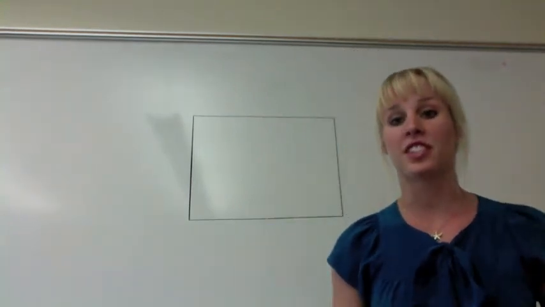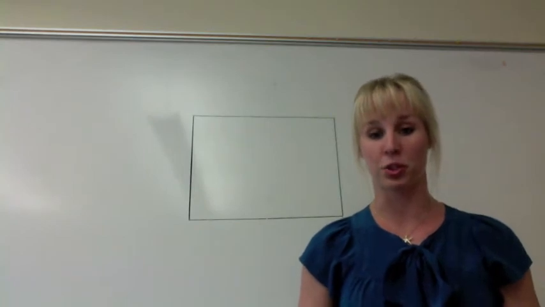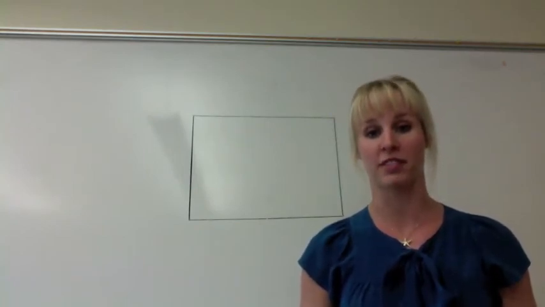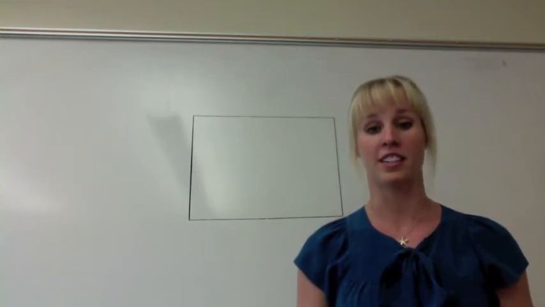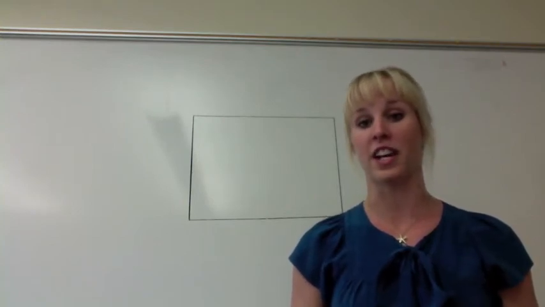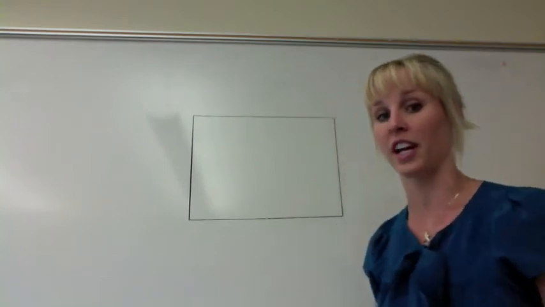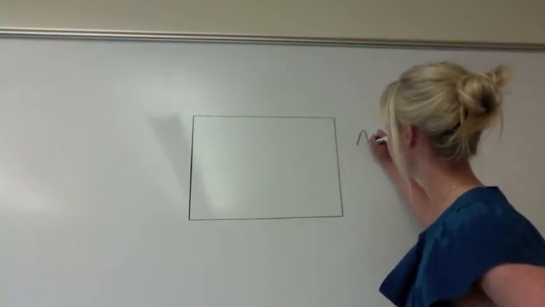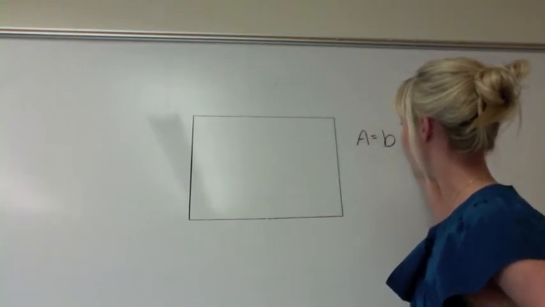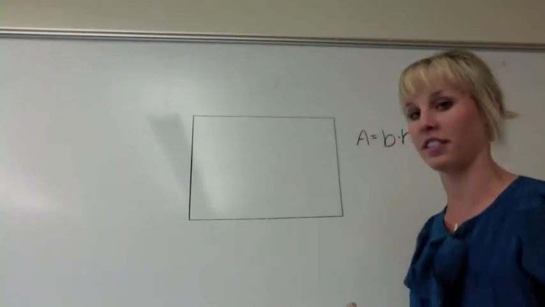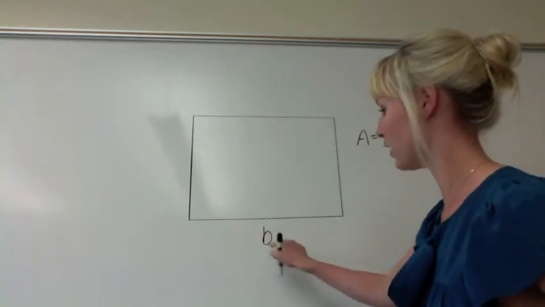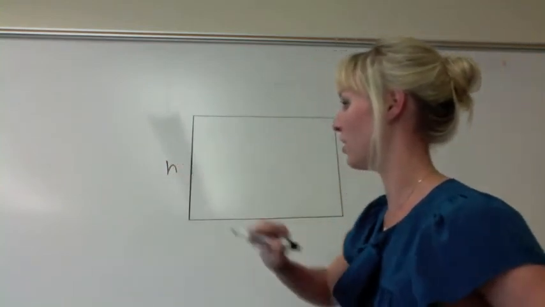All right, sections 9-1 and 9-2 discuss how to find the area of different shapes. The first shape that you need to find the area of is a rectangle. The formula for the area of a rectangle is area is equal to the base times the height. So in this case, your base would be down here, and your height would be over here.